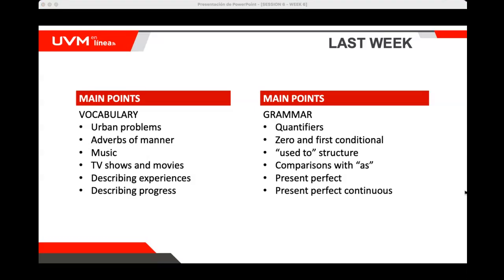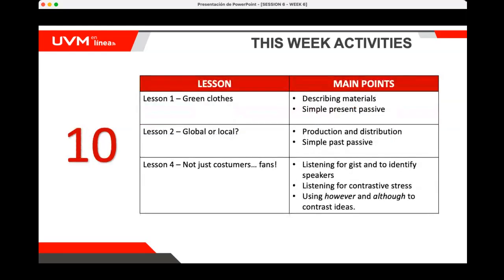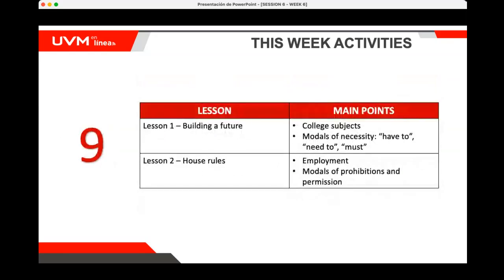Let's go with the units for this week. Okay, this week's activities, you worked on, or you will work on, unit 9, unit 10, unit 11, and unit 12. Okay, let's start with unit 9. Unit 9 was structured in 2 lessons. The first one, which is building a future, and then the second one, which is house rules.